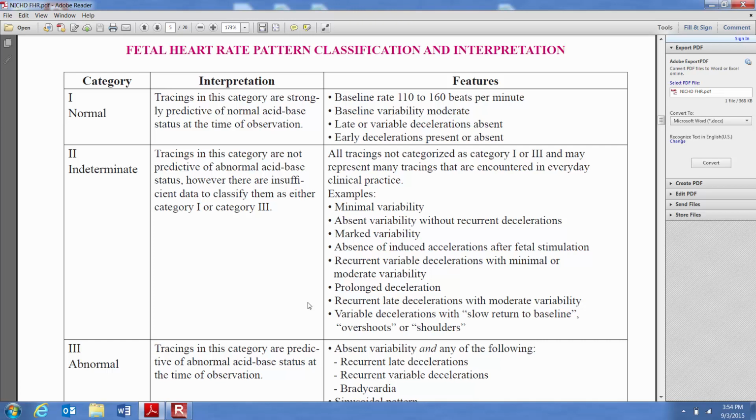That has to be present. Those 2 things have to be present, okay? You cannot have any late or variable decelerations, okay? And you can have early decelerations. You don't have to, you can have. And remember I said early decelerations are head compression and they're okay. So if you have them, if you don't have them, that's okay. But to fit a category 1, your baseline has to be normal, which is 110 to 160. You have to have moderate variability, and you cannot have late or variable decelerations.